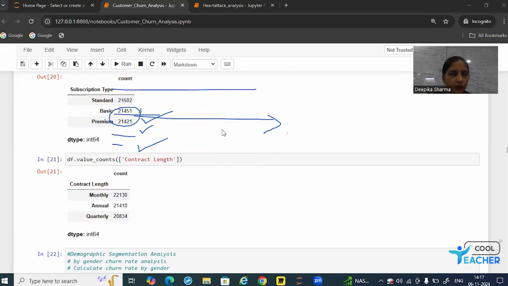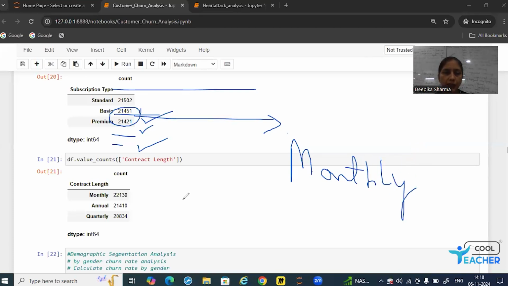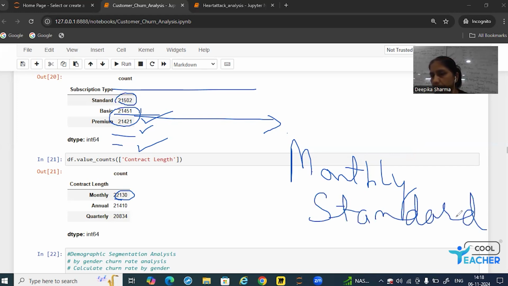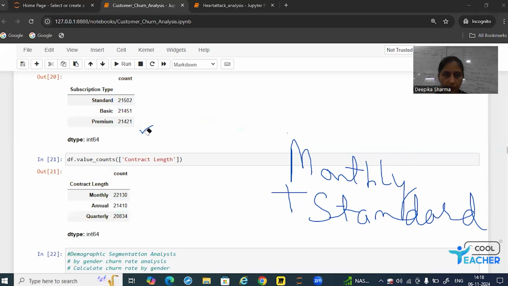And if I talk about the subscription type, as the conclusion here, people are taking the monthly plan, just wait here, let me write it. People are taking the monthly plan, as we are getting from here, and the majority of the people are taking the standard subscription. So monthly plan plus standard subscription, these are the two things we are getting here.